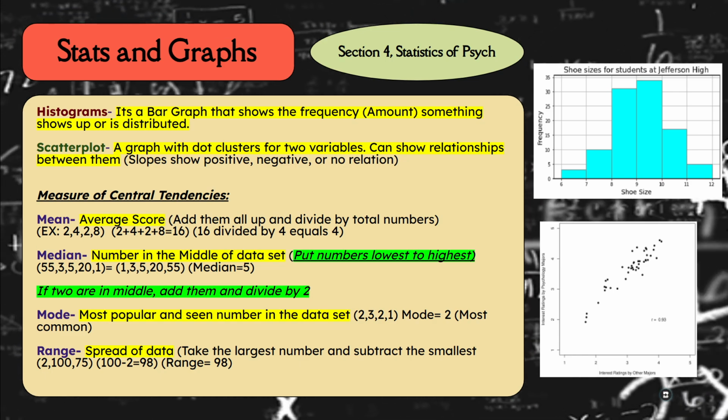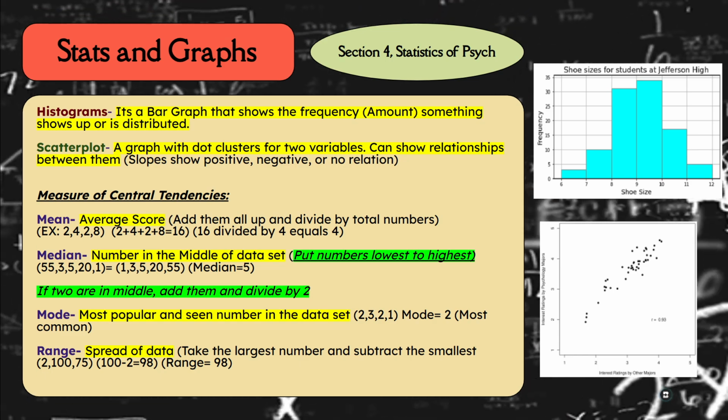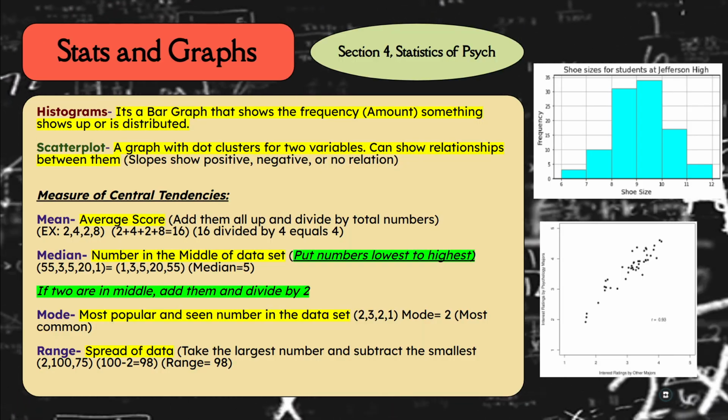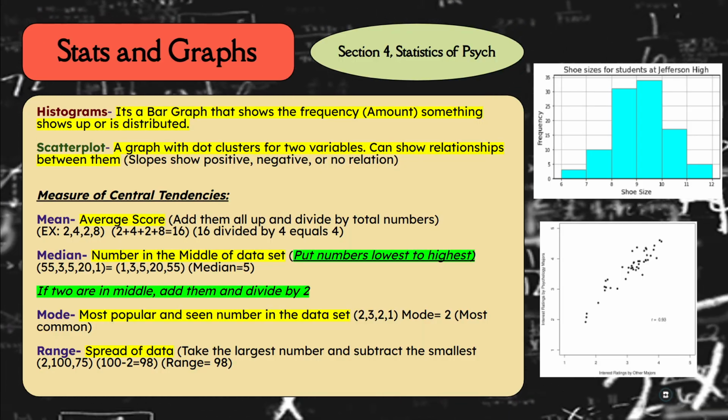You add all the numbers up, divide by the amount of numbers. Boom, you get your answer, all done. Median is the number in the middle. You gotta put your numbers in lowest to highest first, and then you check off one by one on the sides until you get one number left in the middle.